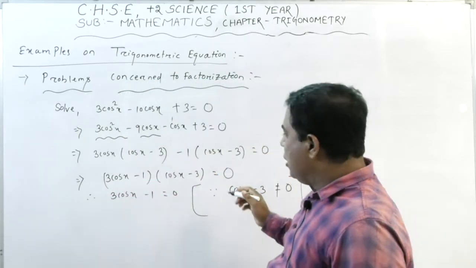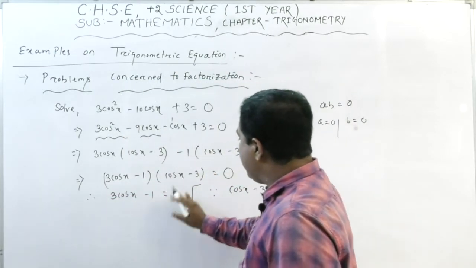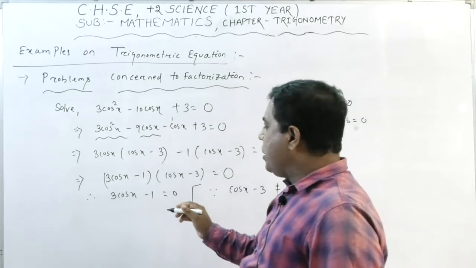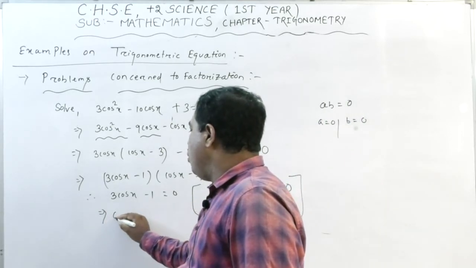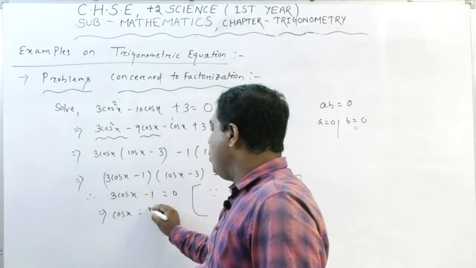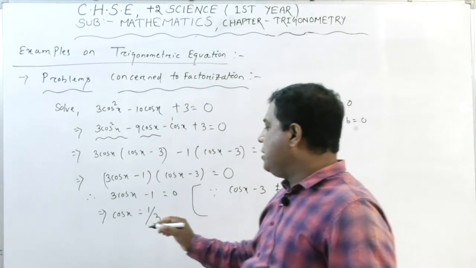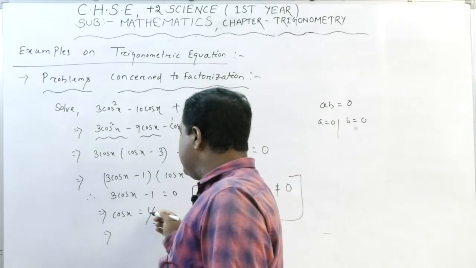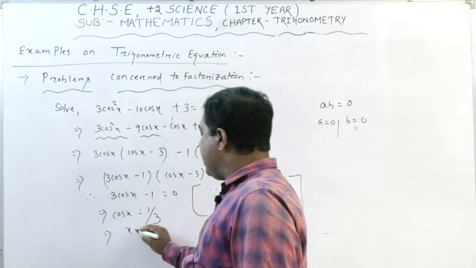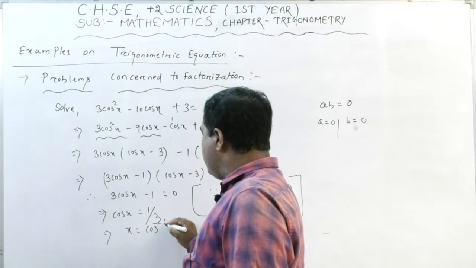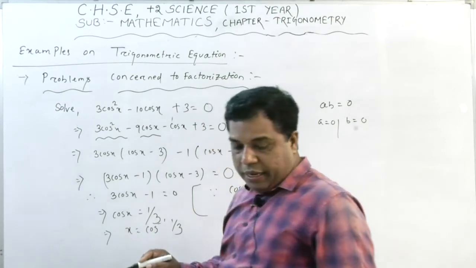Okay, dear students, so 3 cos x minus 1 equal to 0 only. So we can say cos x equal to what? 1 upon 3. Or we can say simply, as it is not a standard value, x equal to cos inverse 1 upon 3.